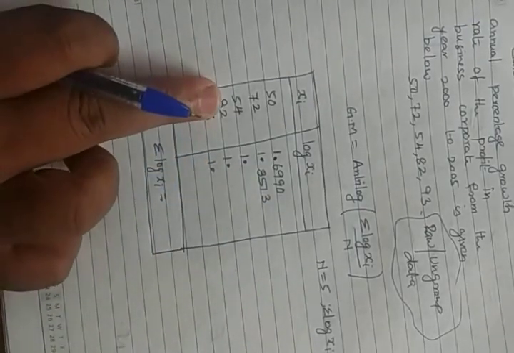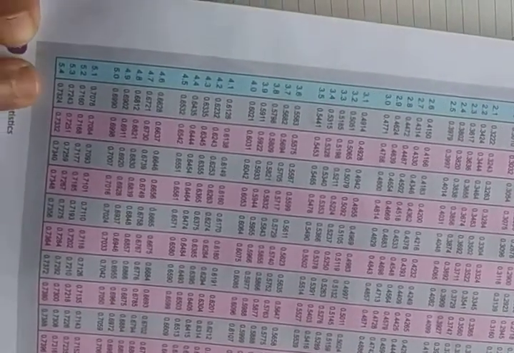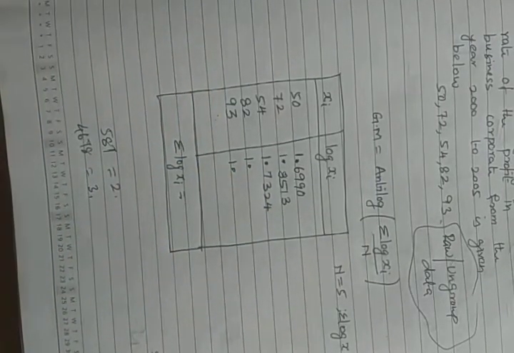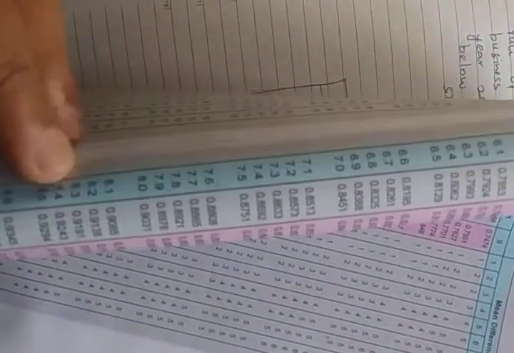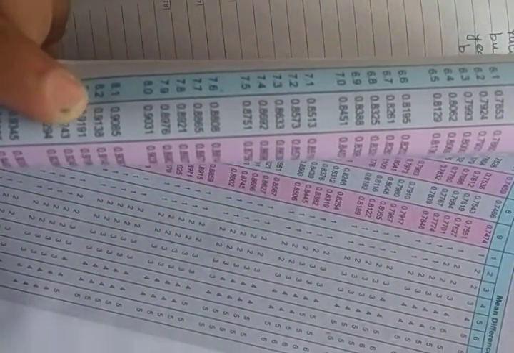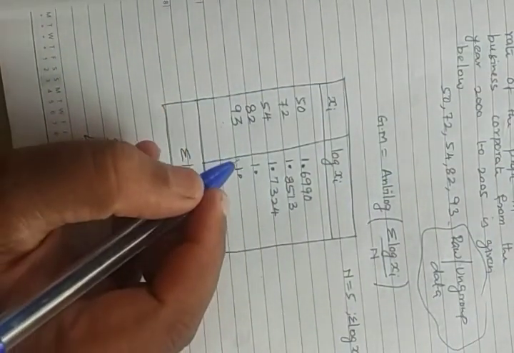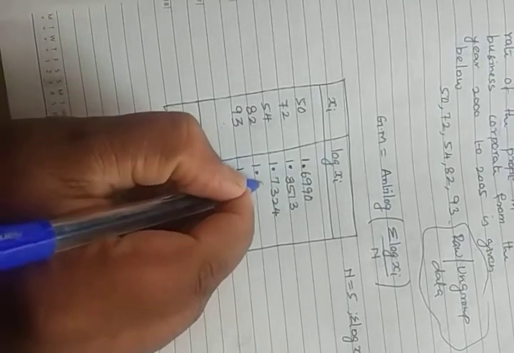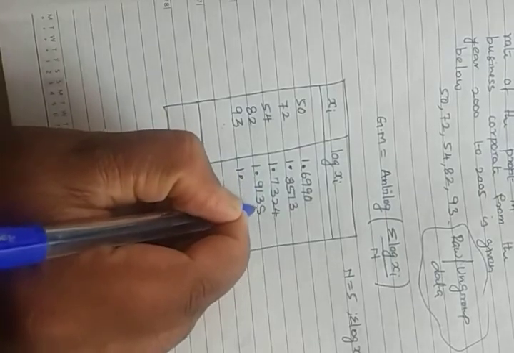Next number is what? 54. 54, again you take this one. 54 is here. What is the value? 0.7324. 7324 value will come. Next, what is that? 82. 82, where it will be there, you just check it here. So here is 82. What is the value? 0.9134. So you write it as 9134 is that. Carefully see and write.